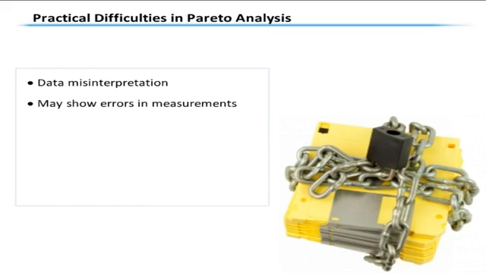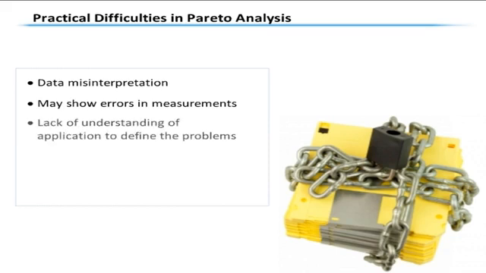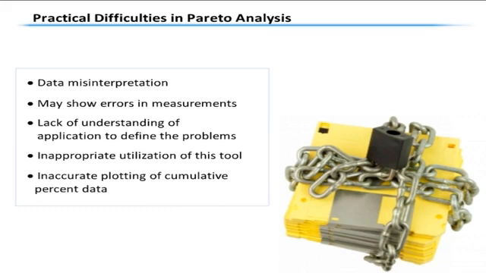As well, there are chances of errors in the measurements. To illustrate this, while doing a Pareto analysis, some parameters like website performance, when multiple users access it simultaneously, may not be measured. There also may be a lack of understanding of the application to analyze the specific problem. For example, some defects may be added due to little or no application functionality knowledge. As well, the user should properly know when and how this tool can be used. And of course, there are chances of incorrect plotting of the cumulative percentage data.